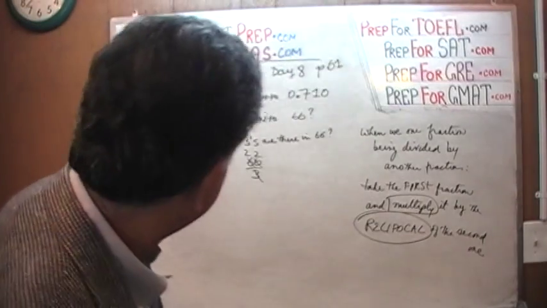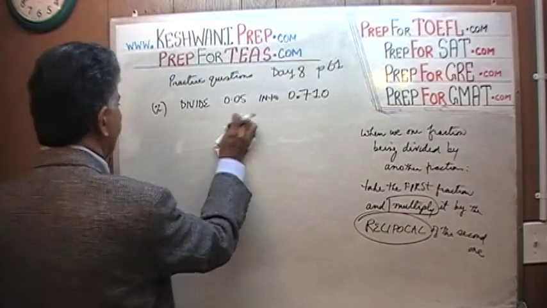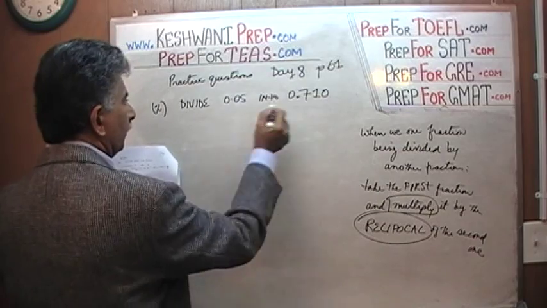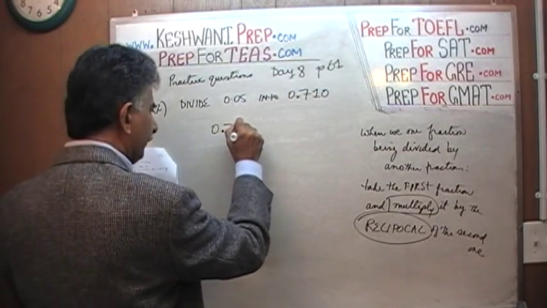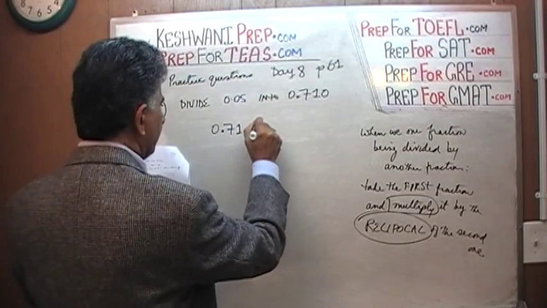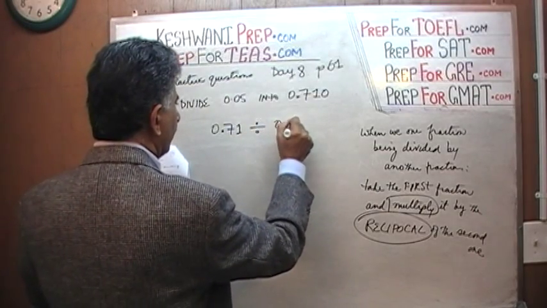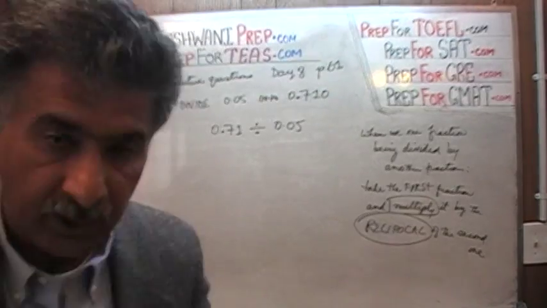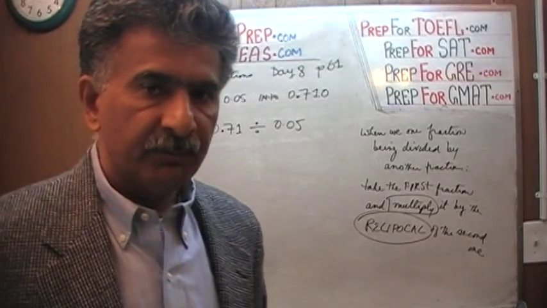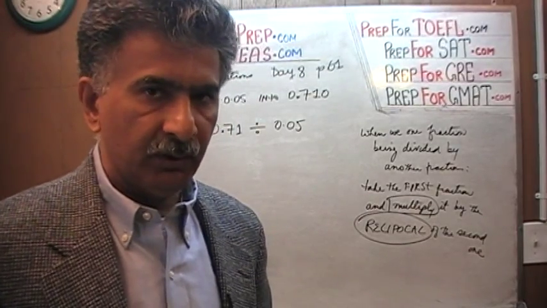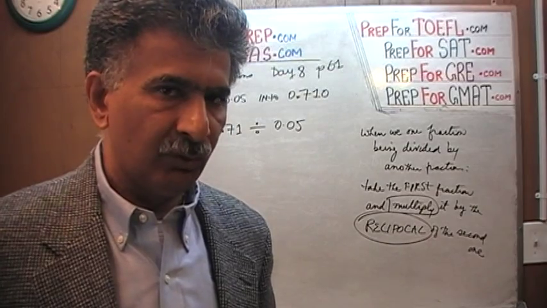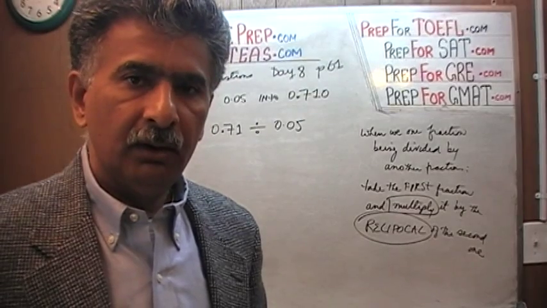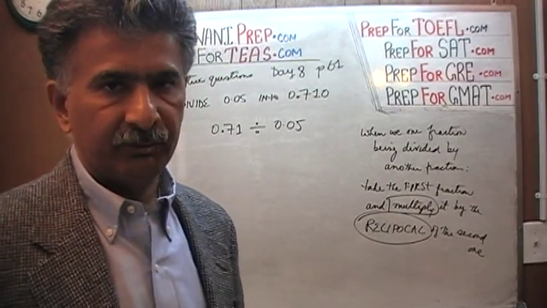Let's do that, shall we? So we take 0.71 and we divide it by 0.05. And as we have learned in the last couple of days, don't do the division problem in the way that is shown in the book when you have to divide one decimal by another decimal, which is a very academic way, very nerdy way, very confusing way, very prone to making mistakes.